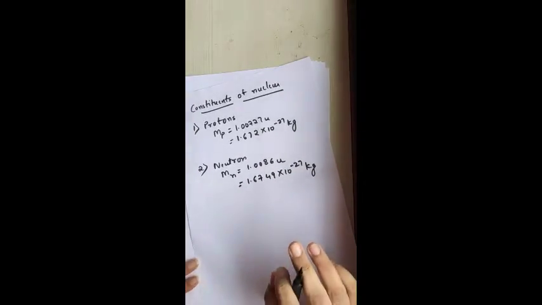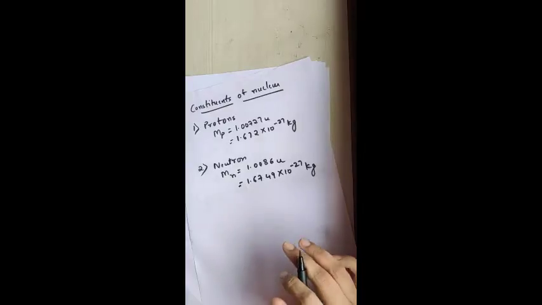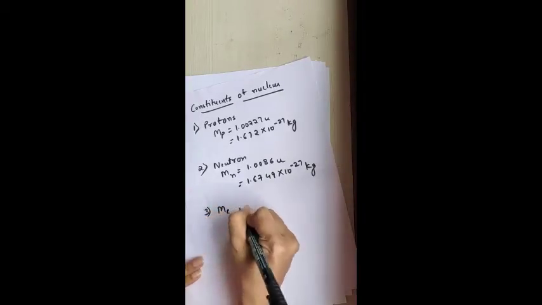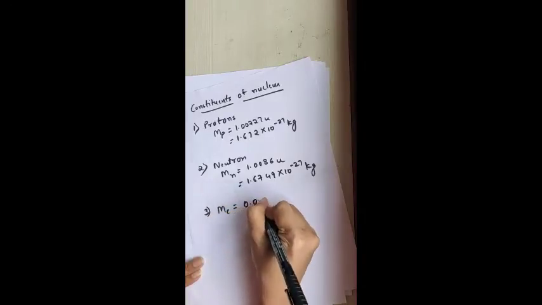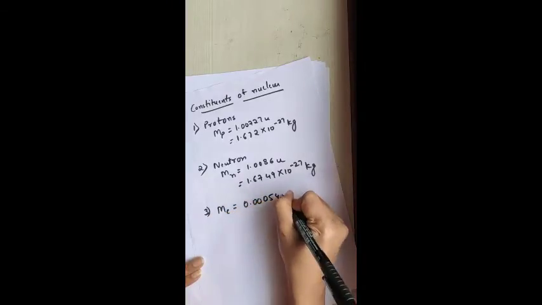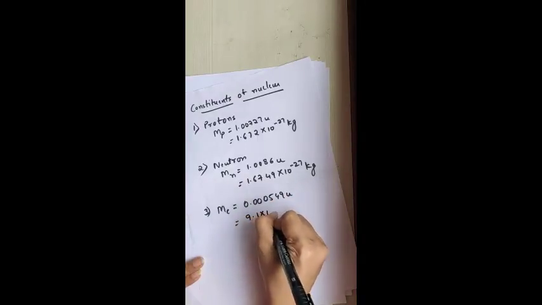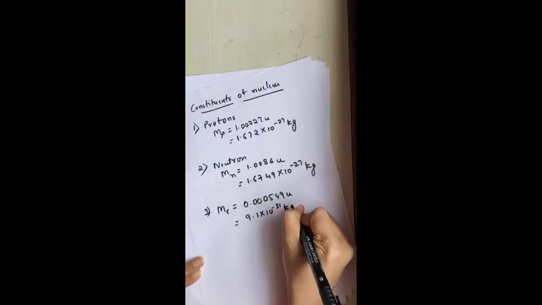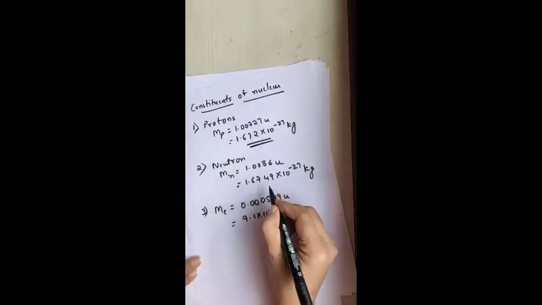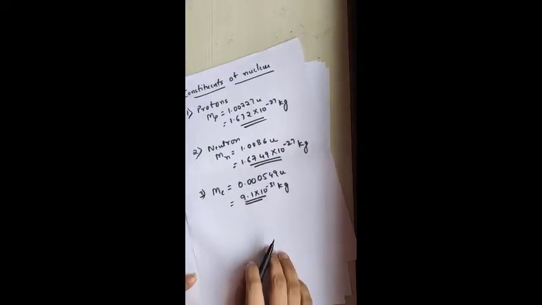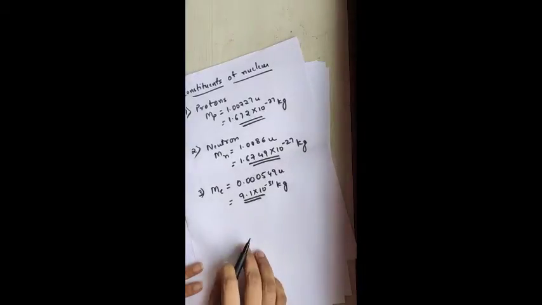Next, all the electrons of an atom are found outside the nucleus. Who discovered electrons? It is J.J. Thomson who discovered electrons. The mass of the electron is found to be 0.0005449 AMU, and in kg it is 9.1 × 10^-31 kg. These are the important numericals which you have to remember. The charge of the electron is negative, as you all know.